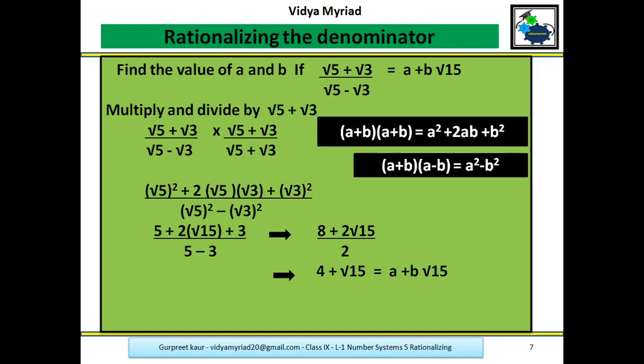If you look clearly, there is 4, so a is equal to 4, and b root 15 is equal to root 15, or I can directly write b is equal to 1. So it is nothing, you just rationalize it. At the end you will find it in the form of a plus b root form. Whatever is the value without the root, that is a, and whatever is with the root, that is the b value.